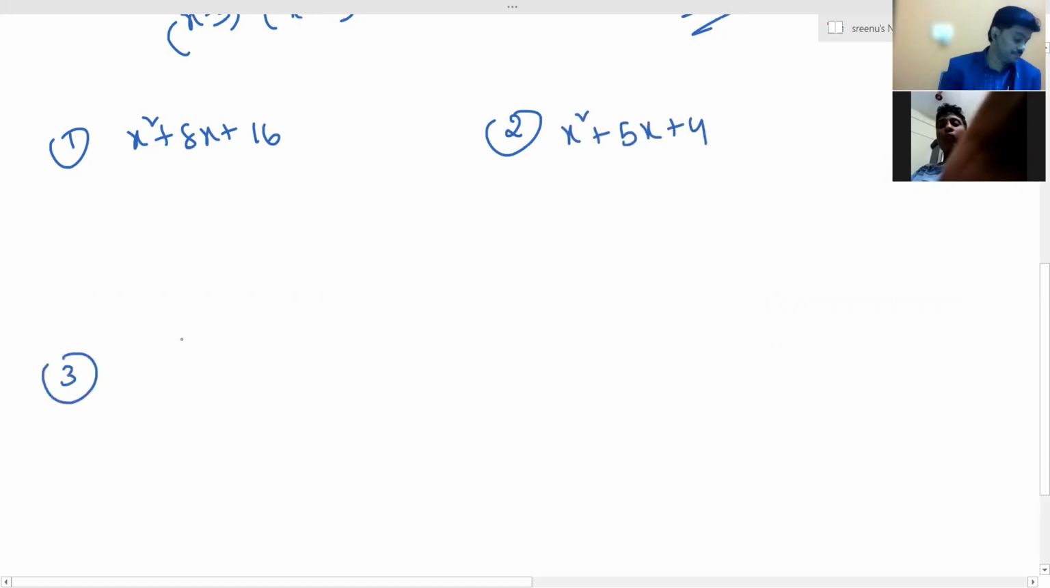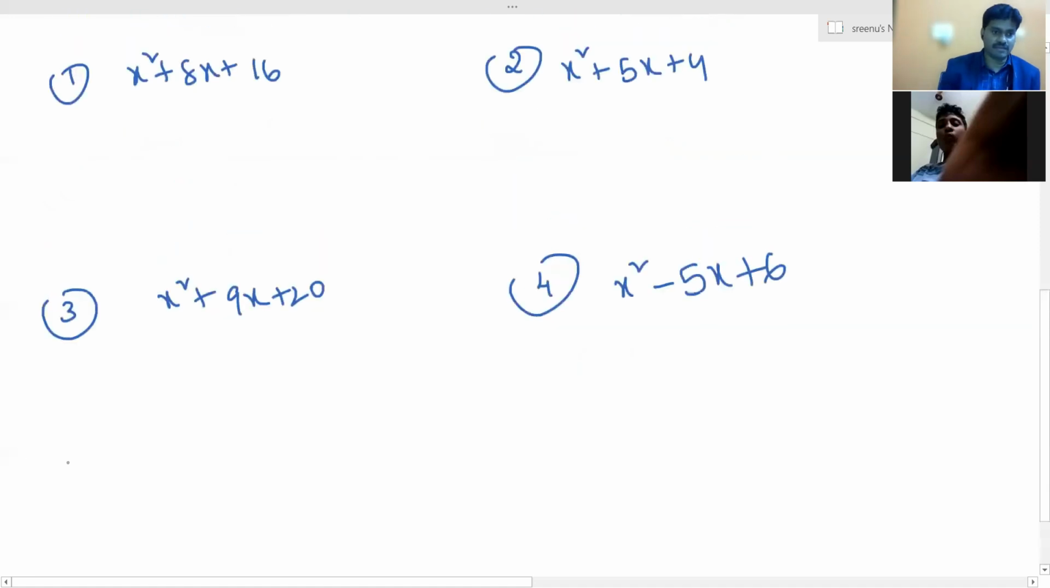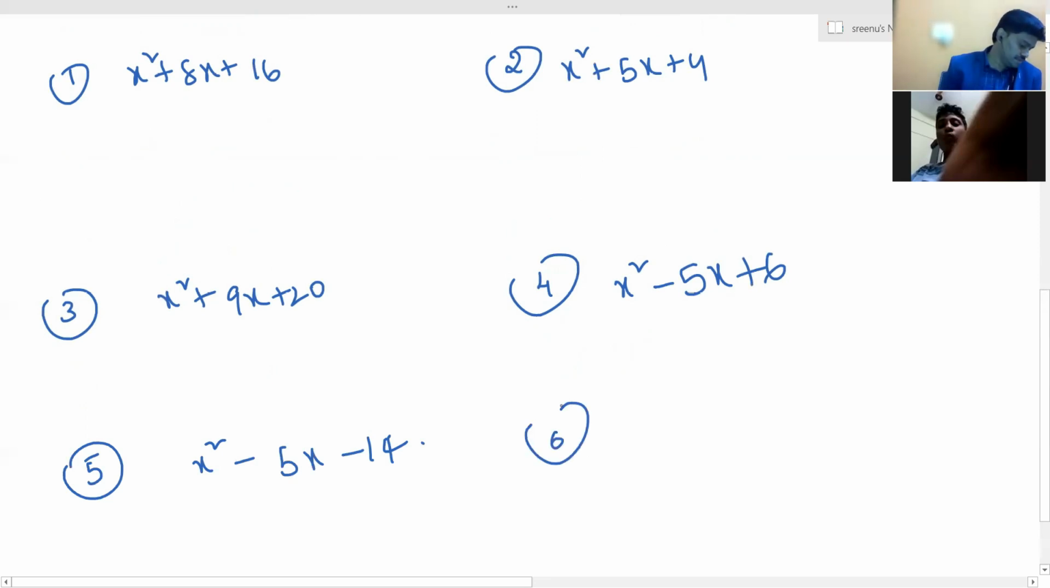Question. X square plus 8x plus 16. Second question, x square plus 5x plus 4. Third question, x square plus 9x plus 20. Fourth question, x square minus 5x plus 6. Fifth question, x square minus 5x minus 14. And sixth question, x square minus 7x plus 12.